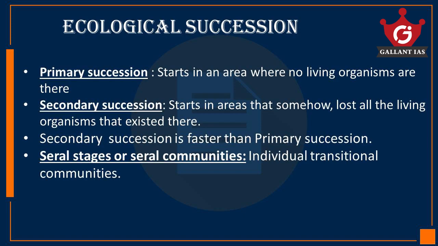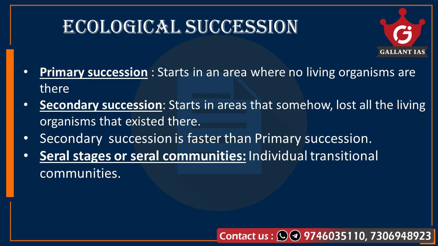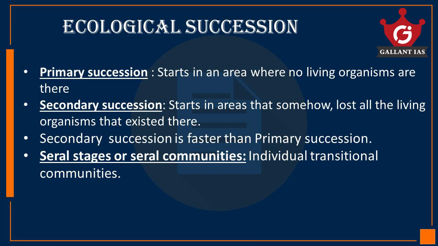Basically, two types of succession are there. The succession that starts in an area where no living organisms are there, and the succession in an area that somehow lost all the living organisms that existed there. The former is called primary succession, while the second is secondary succession. Examples of areas where primary succession occurs are newly cooled lava, bare rocks, newly created ponds, reservoirs, etc.